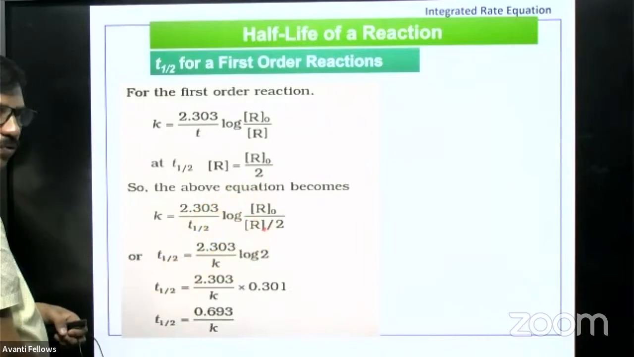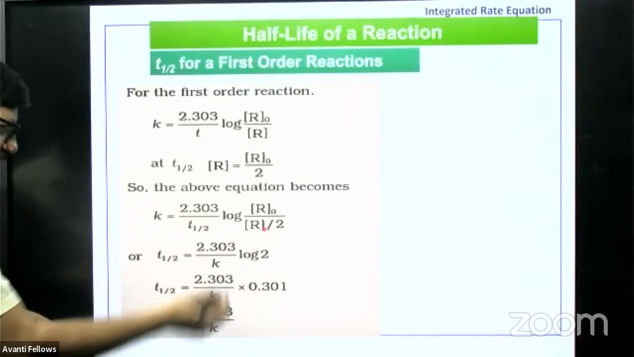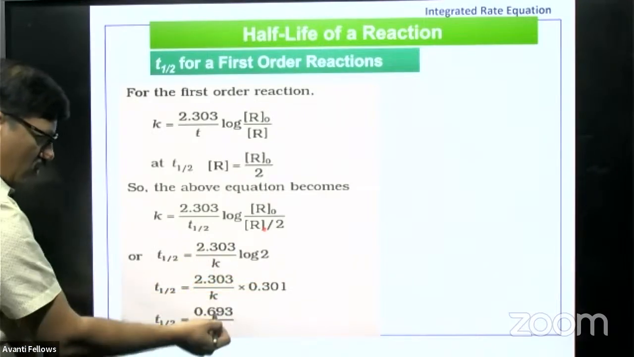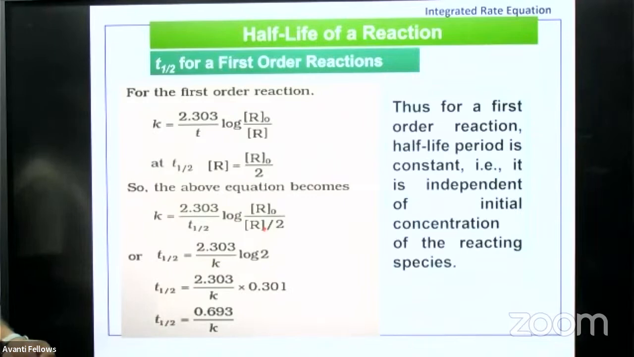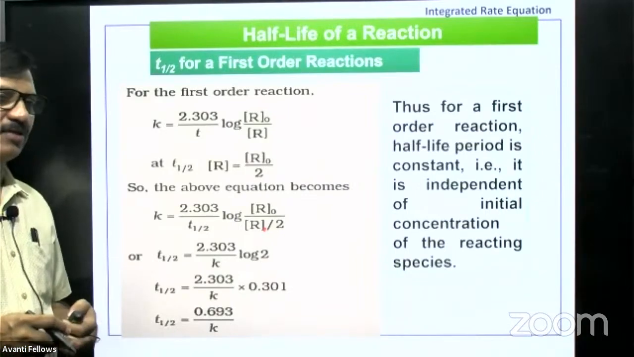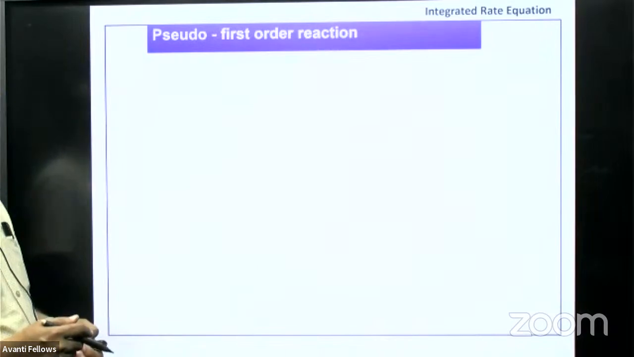That is log of 2. Log of 2 has the value 0.301. And 2.303 into 0.301 is 0.693, divided by K. This is how we have derived t half for first order reaction. Thus, the first order reaction half-life period is constant. It is independent of initial concentration. Very important thing.